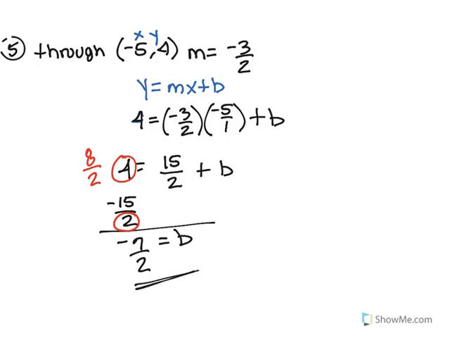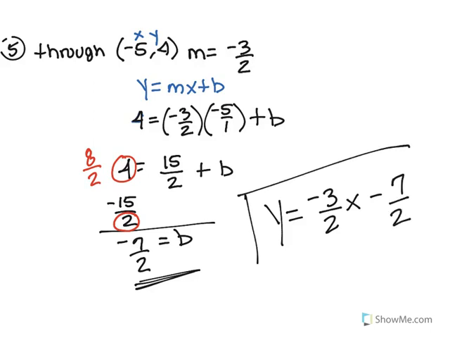All right. Now that's just the y-intercept. The equation is actually going to be what? Y equals negative 3/2 x minus 7/2. Good. Very good.